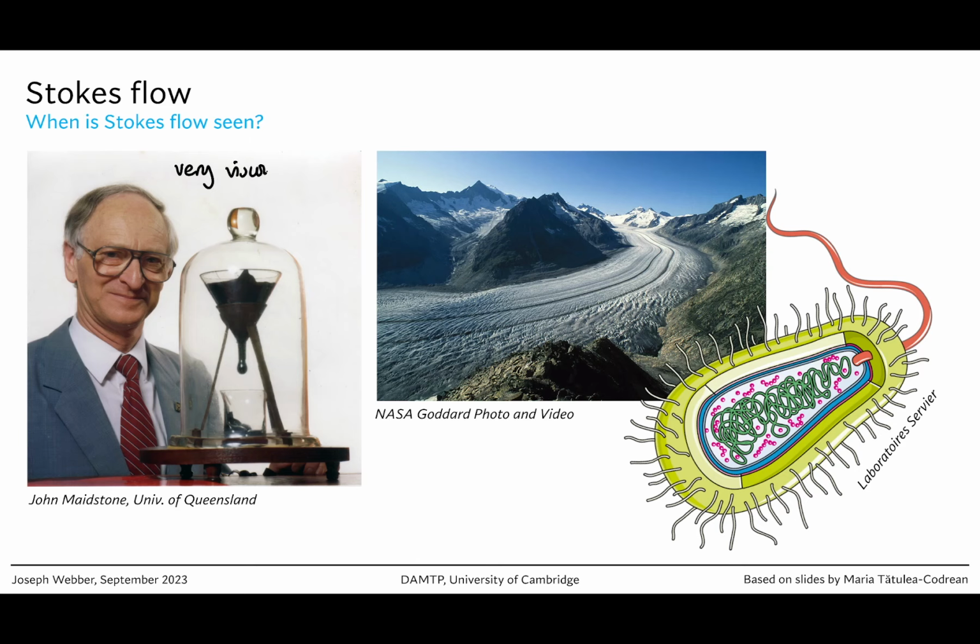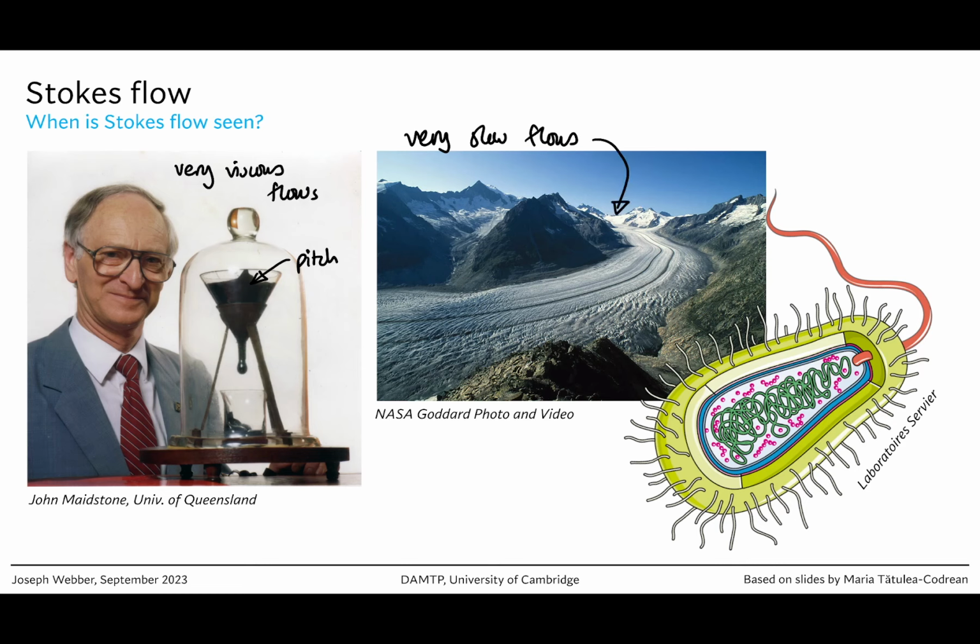So, for example, here, this is the famous pitch drop experiment at the University of Queensland, where we've got this pitch, a derivative of tar, dropping from a funnel, and one drop comes down every decade or so. It's an incredibly viscous fluid. Here we've got a glacier. So these are very slow flows. It turns out ice flows just like a fluid if you work on long enough timescales.